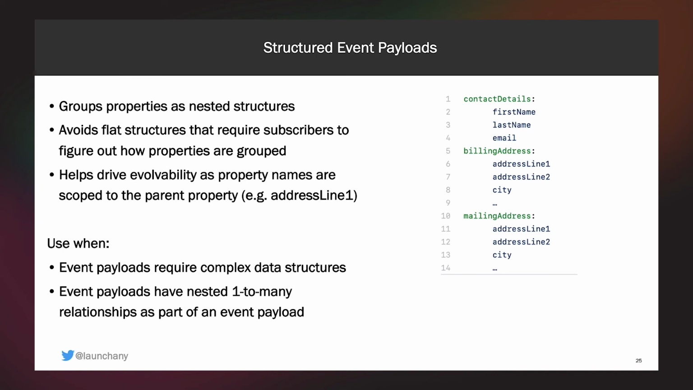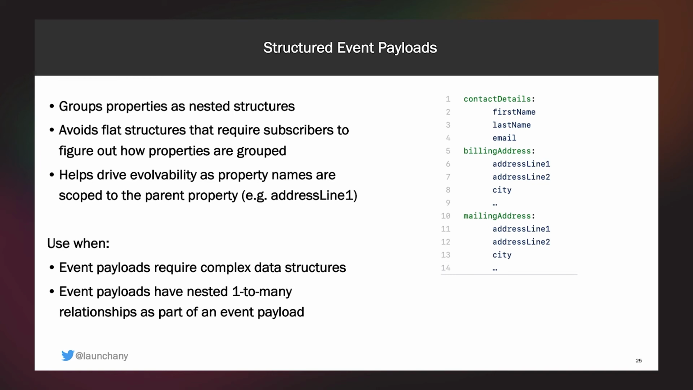In this example here that you see, we have contact details and all of the fields related to that nested underneath it. We have billing address and all those fields, mailing address and all those fields, and you'll notice that the billing address and the mailing address share the same structure. Well, the client then may be able to leverage that by enabling them to build one struct or object and parse each of those top level elements, billing address and mailing address, into the same struct.